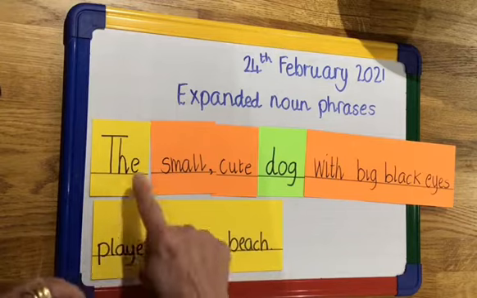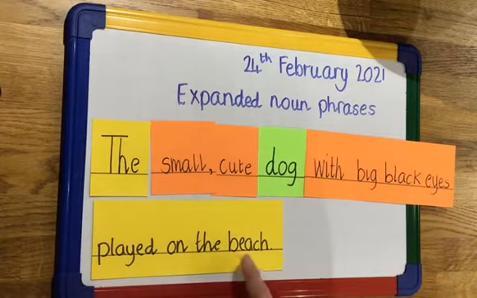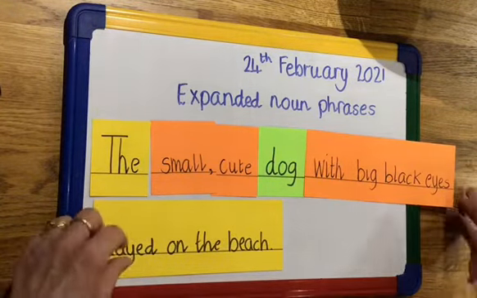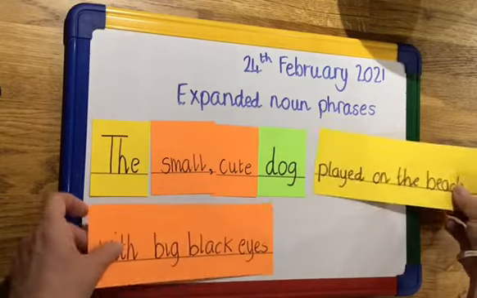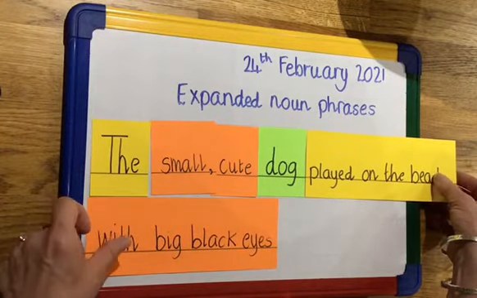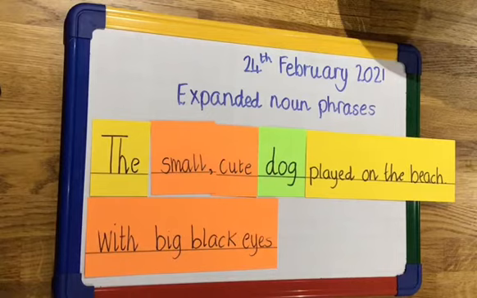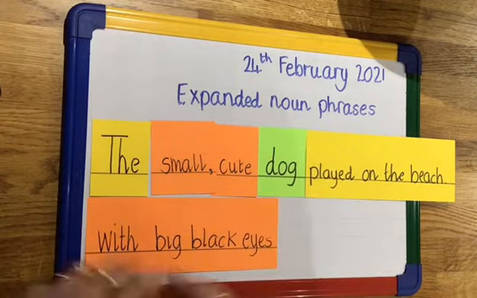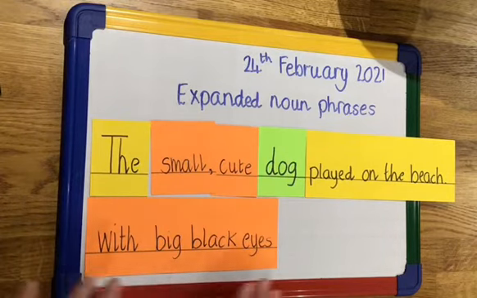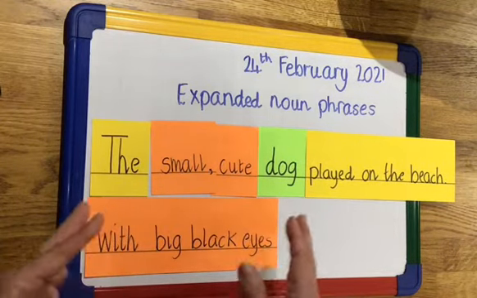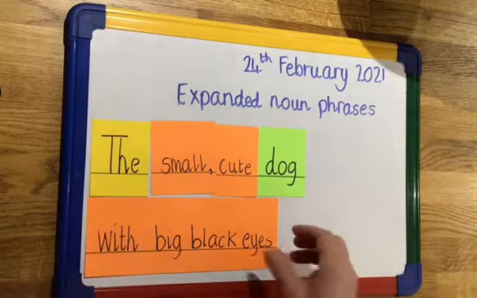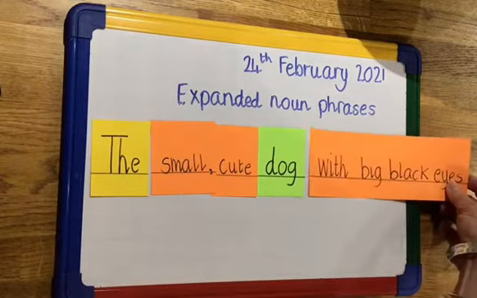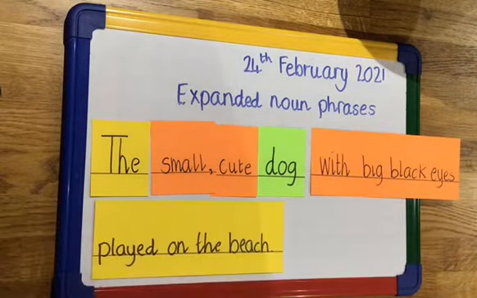So your sentence should read, the small cute dog with big black eyes played on the beach, not the small cute dog played on the beach with big black eyes. And often children forget to put the prepositional phrase after the noun they're describing, and they remember at the end of the sentence and they try and pop it at the end of the sentence. It doesn't work, children. It has to go after the noun you are describing. And then you can complete your sentence.